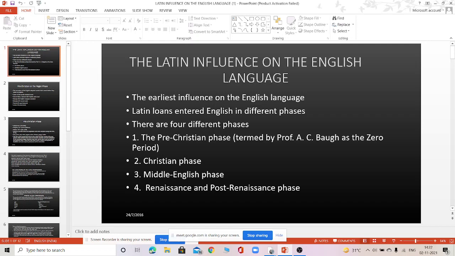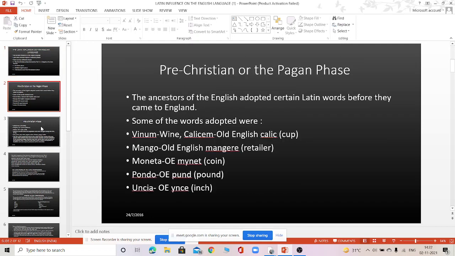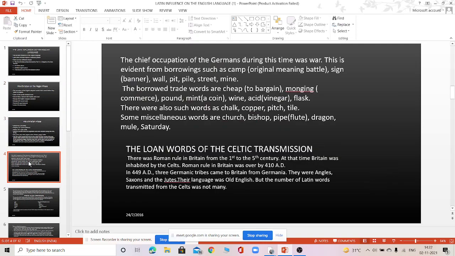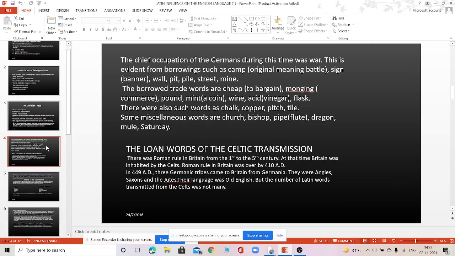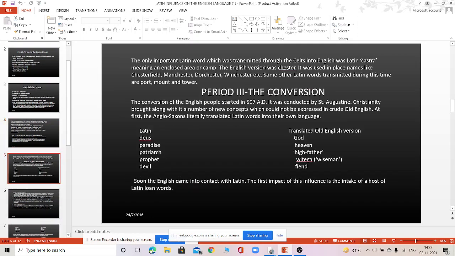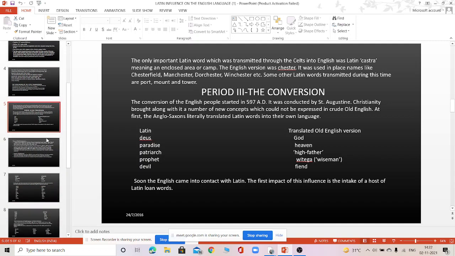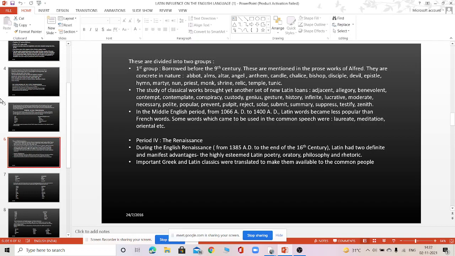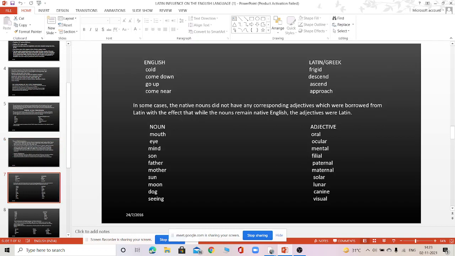We have already considered these phases. I told you about some of these words which you saw. Now let us come to the next slides. This is period 3, the conversion, which you know about because we did this in our last class. Next, let us start from period 4, the Renaissance, 1385 to the end of the 16th century. So these are the words.